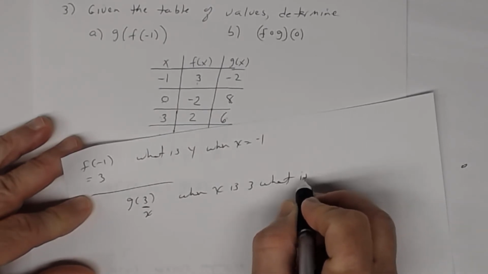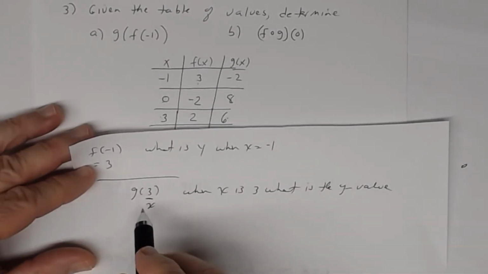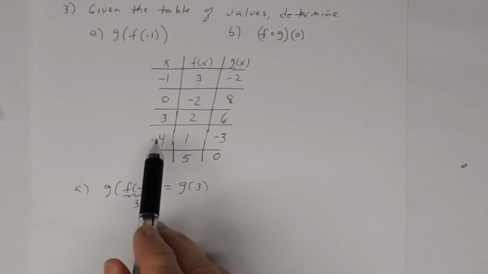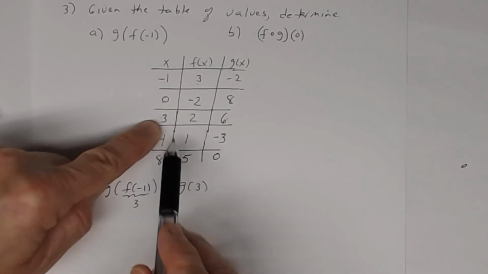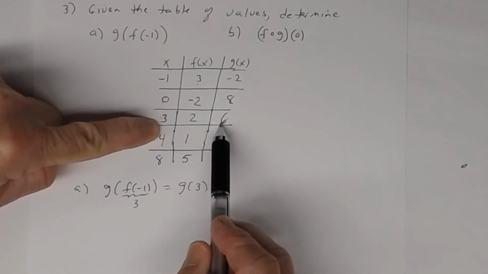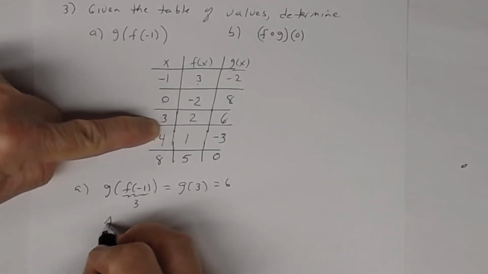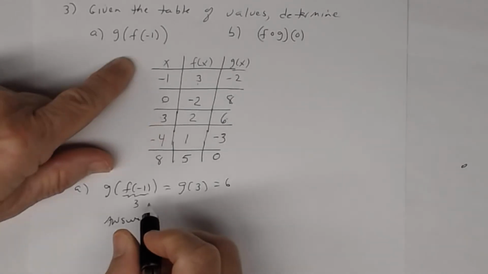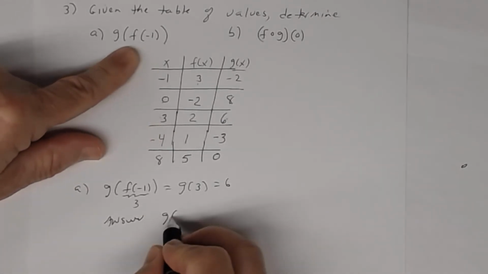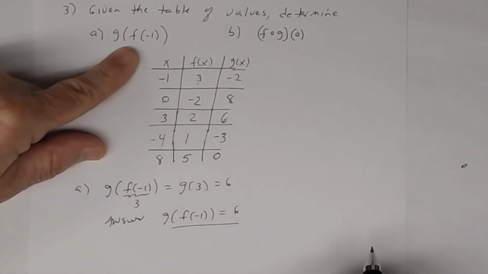What is the y value? Okay? So when x is 3, what's the y value? So when x is 3, here's where x is 3. So when x is 3, g of 3 is 6. So that's your g column right here. So that's 6. And so therefore the answer, you're going to say g of f of -1 is equal to 6. All right? And that's it.